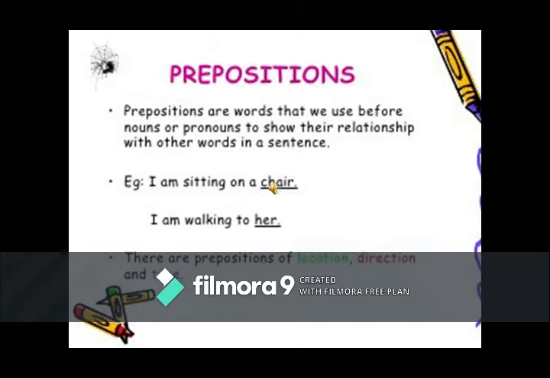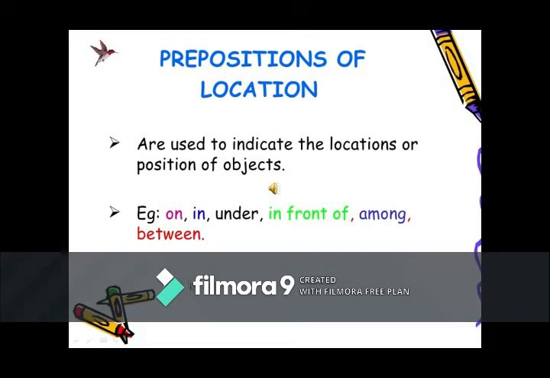If I asked you, why do we use prepositions? I use prepositions to indicate or show location, direction, or time. So let's start with the first kind of prepositions. Prepositions of location, like on, in, under, in front of, among, between, and also against. They are used to indicate the locations or positions of objects.